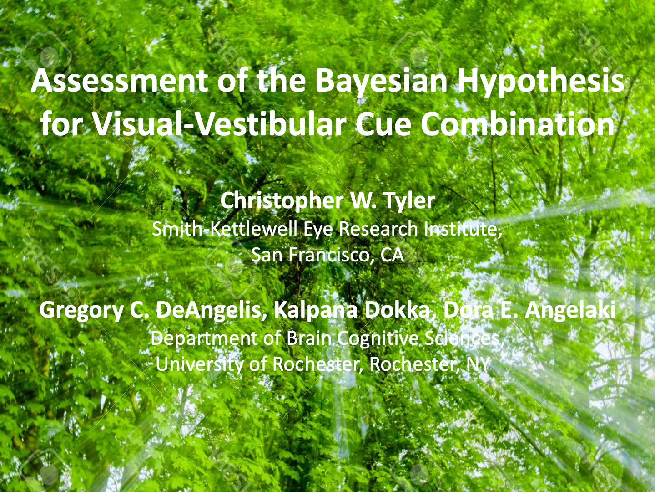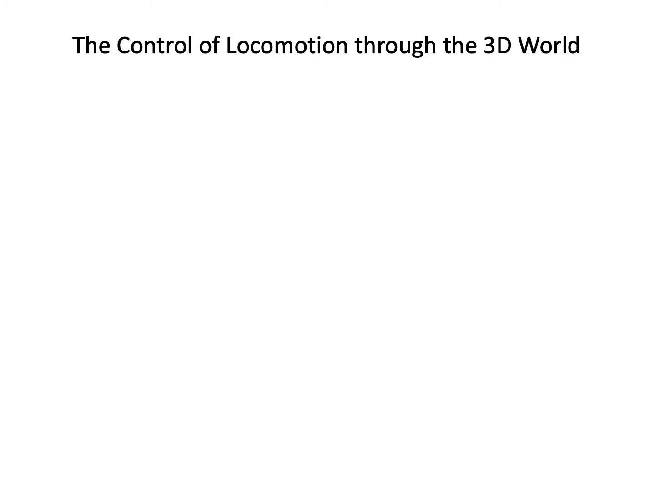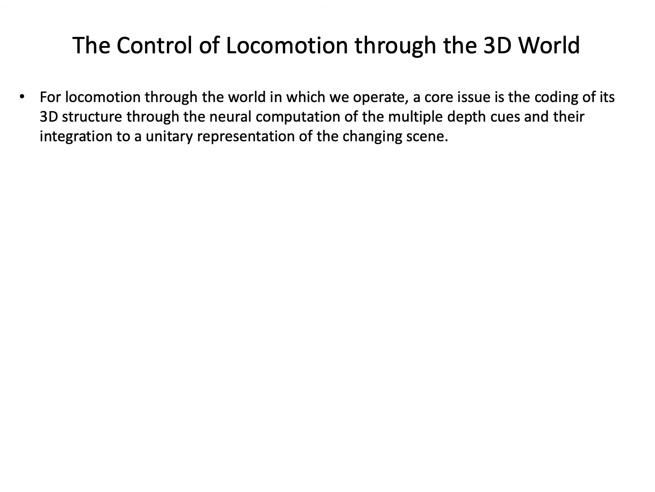Today, I'd like to present an analysis of the Bayesian hypothesis for visual-vestibular cue combination. The topic is the control of locomotion through the 3D world. For locomotion through the world in which we operate, a core issue is the coding of its 3D structure through the neural computation of the multiple depth cues and their integration to a unitary representation of the changing scene.